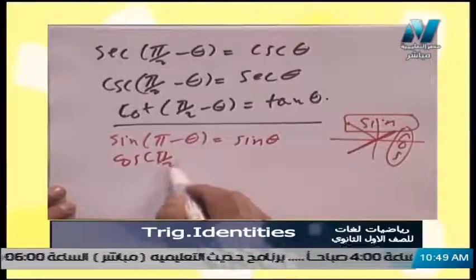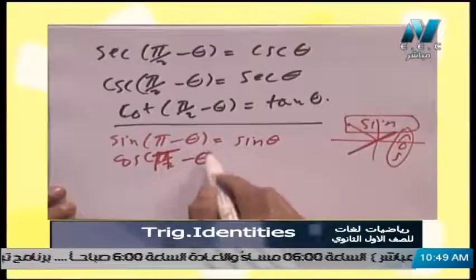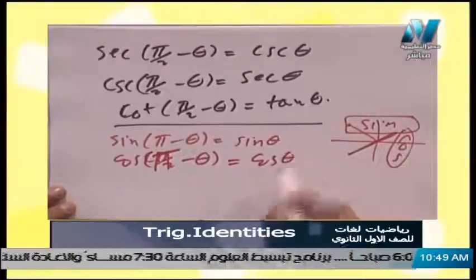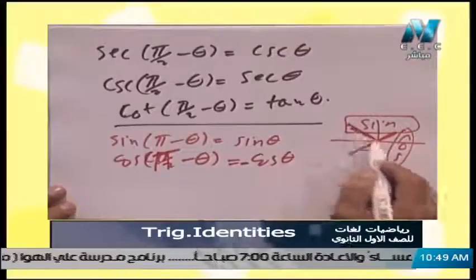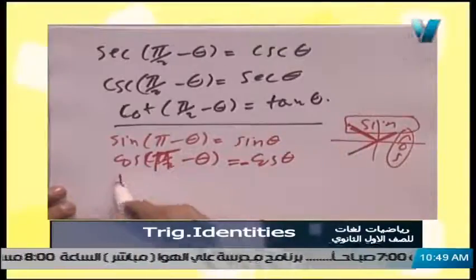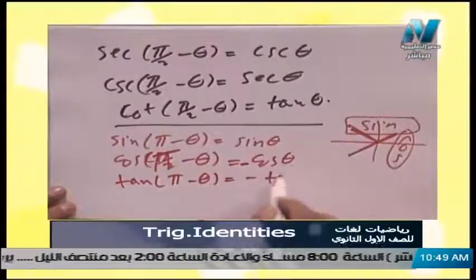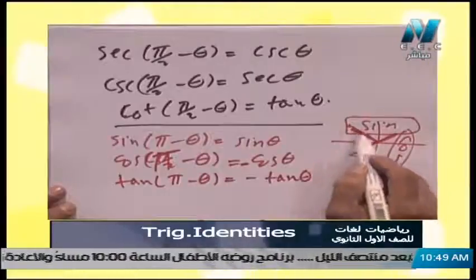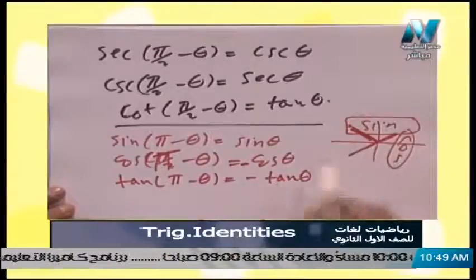Cosine of pi minus theta equals negative cosine theta. Why is it negative? Because in the second quadrant cosine is negative. Tan of pi minus theta equals negative tan theta, just because it also lies in the second quadrant, and tan there is negative also.